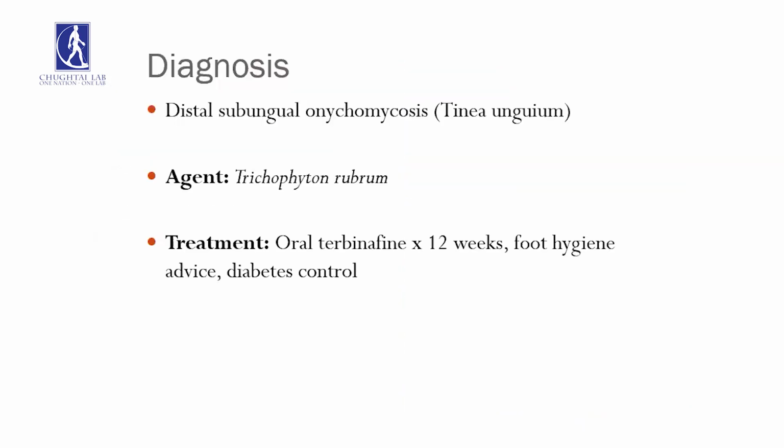So the diagnosis in this case is distal subungual onychomycosis, also known as Tinea unguium, that is infection of the nails. And the fungus was identified as Trichophyton rubrum based on the gross morphology and lactophenol cotton blue preparation features. So the treatment for Tinea unguium or onychomycosis is oral therapy with terbinafine for 12 weeks. In the case of Tinea corporis, only 1 to 2 weeks of topical antifungals is recommended, whereas in the case of nail infection, oral therapy is recommended, and that is for 12 weeks.